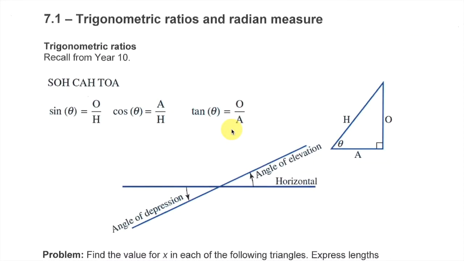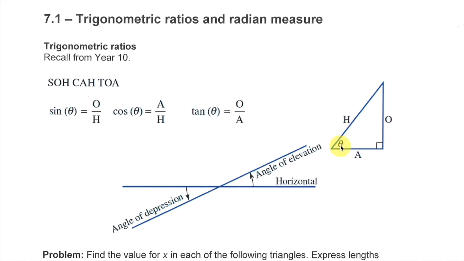Section 7.1, Trigonometric Ratios and Radian Measure. So the first section, Trigonometric Ratios, is just revision from Year 10. Think about a right angle triangle. Opposite the right angle, we'll have the hypotenuse, which is the longest side length.